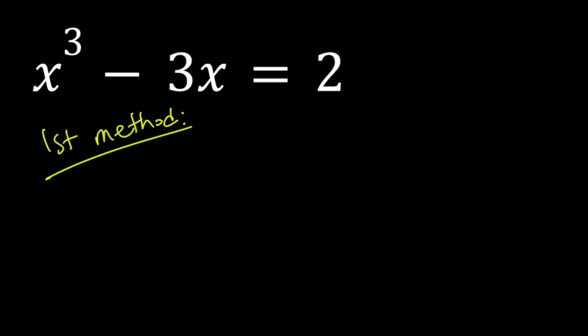For my first method, I'm going to use the cubic formula, and you can name it differently. You know, Cardano's formula, Tartaglia's formula, Ferrero's formula, so on and so forth. So many people are involved in this business. So let's just call it the cubic formula. There's a quadratic formula, as you know, negative b plus minus the square root of b squared minus 4ac divided by 2a. There's also a cubic formula.